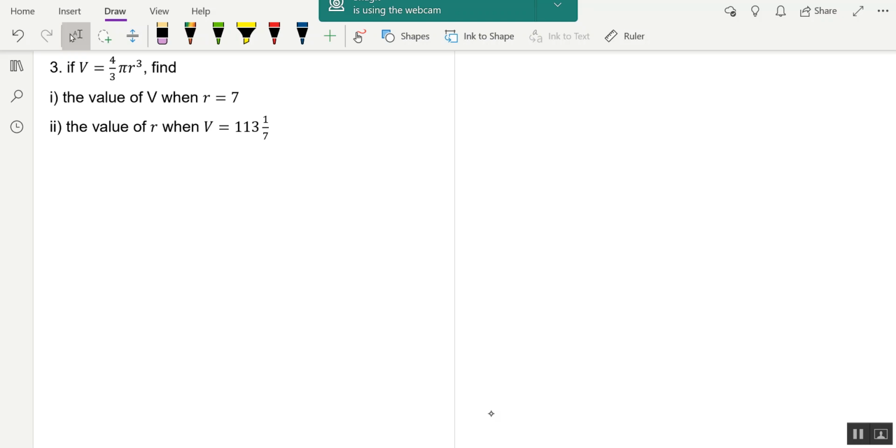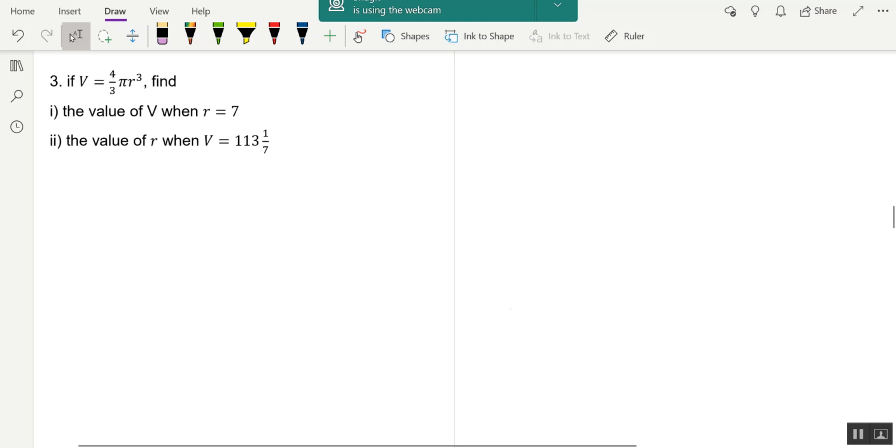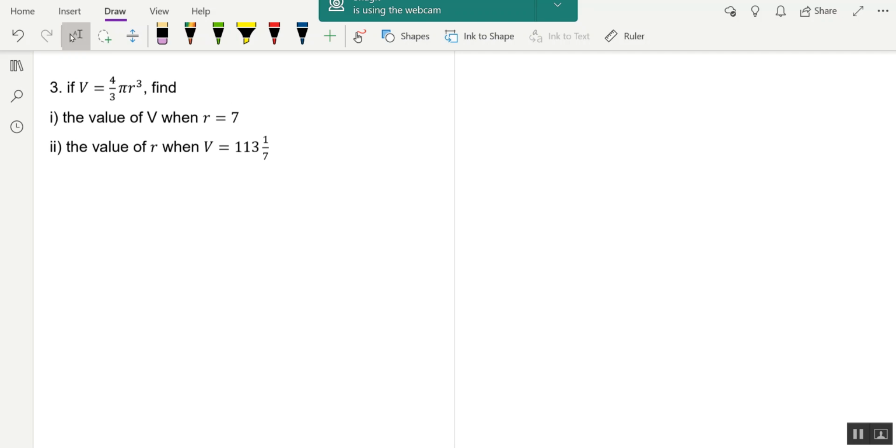This question on substituting the values of the unknown, I've seen so many students make careless mistakes. Hopefully after you watch this video, you don't make the mistake anymore. Find the value of v when r equals 7. It's important that when you put values into the algebra, always have the bracket.